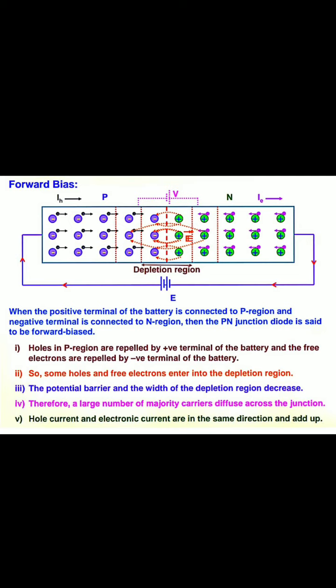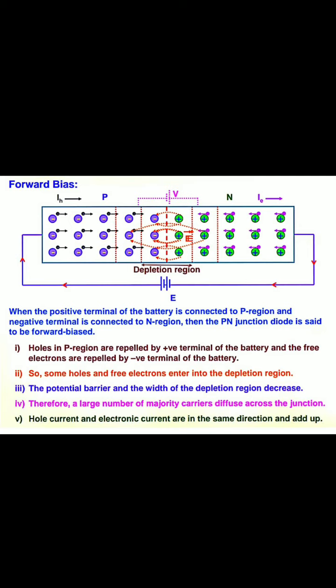Forward bias means the battery positive is connected to the P terminal of the PN junction, and the negative is connected to the N terminal. That means positive is connected to positive, negative to negative. Whenever the positive terminal of the battery is connected to the P region and the negative terminal to the N region, we say the PN junction diode is in forward bias.